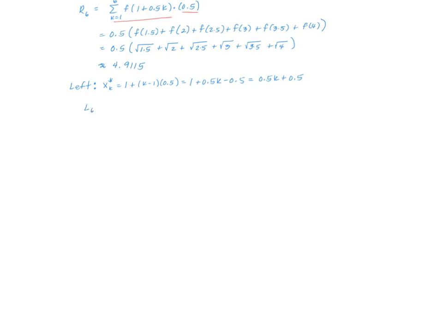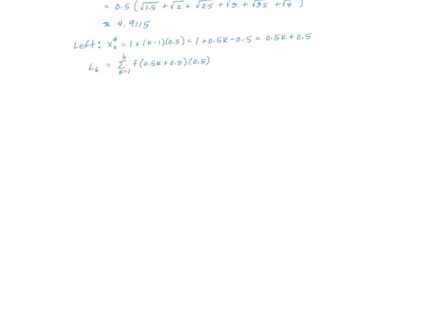So the left endpoints with the 6 subintervals is going to be the sum from k is equal to 1 to 6 of f of 0.5k plus 0.5, and then we multiply by our delta x, which is 0.5. Again, I'm going to move my delta x out in front because I can. Now put in 1 for k. This becomes 0.5 plus 0.5, which is 1. So it's f of 1.